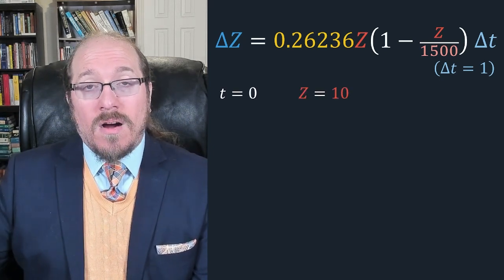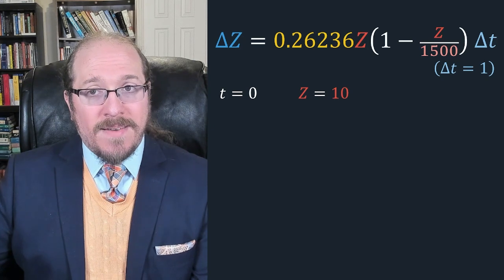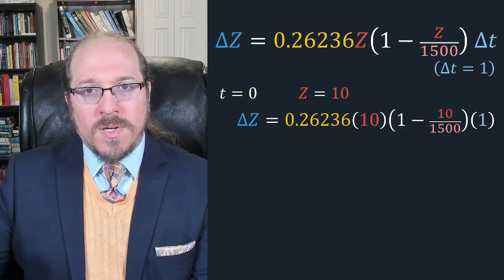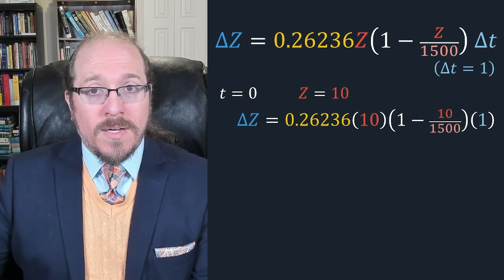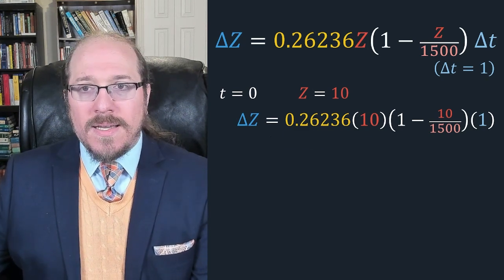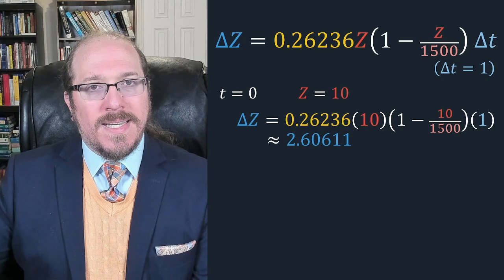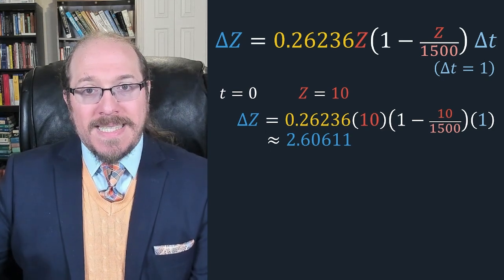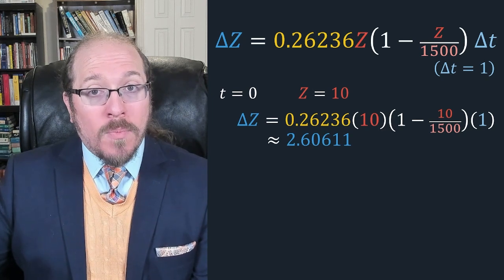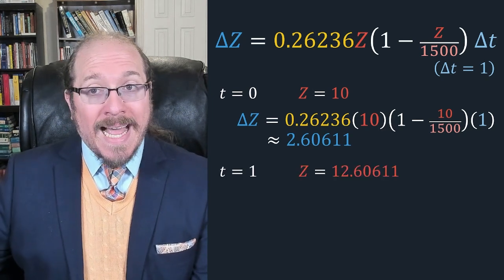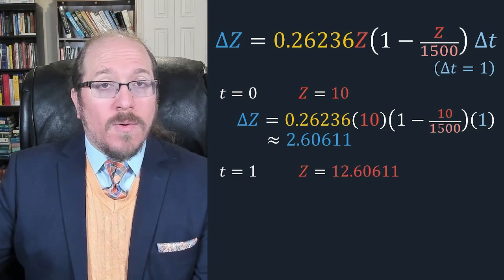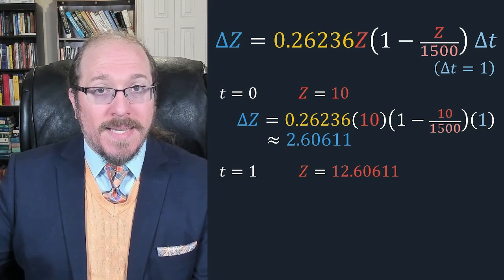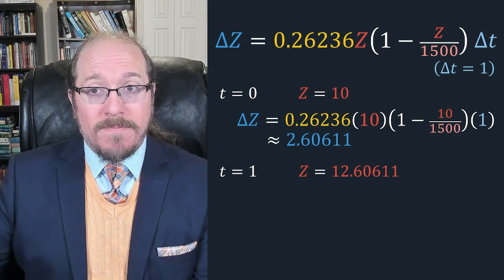At day 0, our number of zombies is 10. So if we let z equal 10 throughout this equation and delta t equal 1, then our delta z comes out to about 2.60611. That means that by day 1, we'll have that many more zombies. So if we add that on to our 10 zombies, we have about 12.60611 zombies at t equals 1 day.